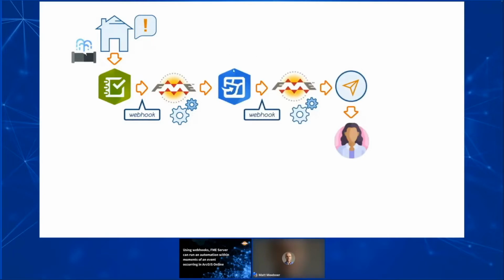And the creation of that feature fires another webhook, this time an ArcGIS Online webhook, that'll trigger another FME Server automation to notify the water department manager, who could then go into Field Maps or into the ArcGIS Online web map and assign the work. And that update will trigger the same automation again.